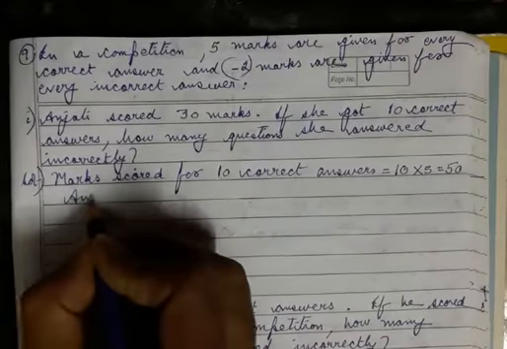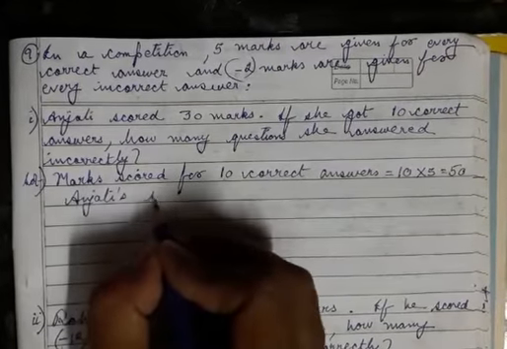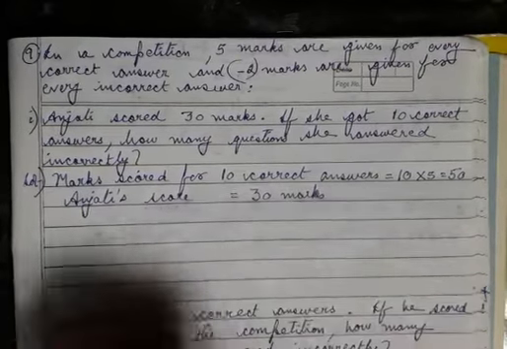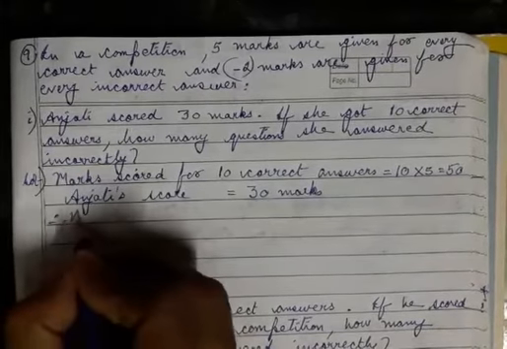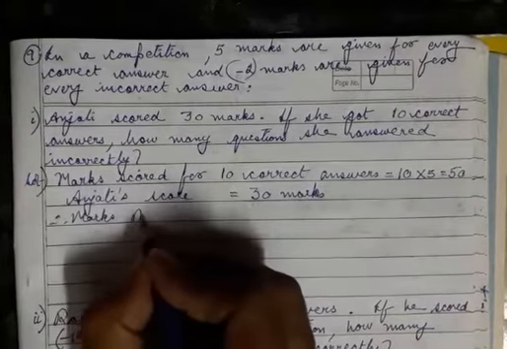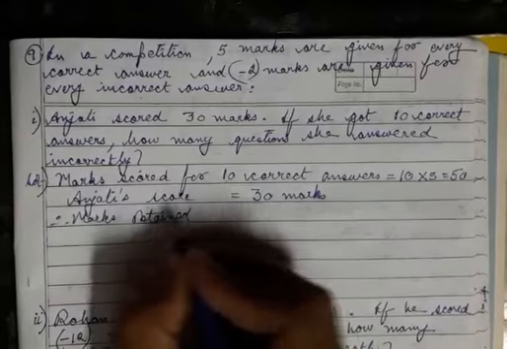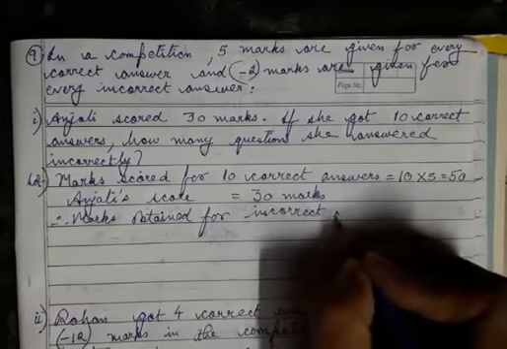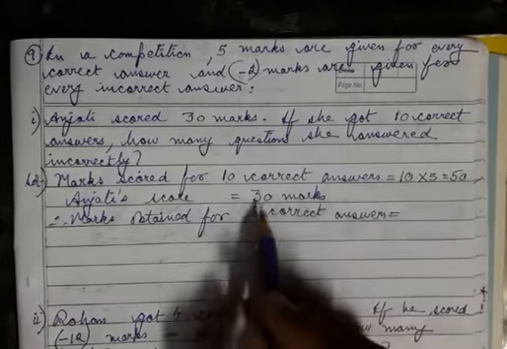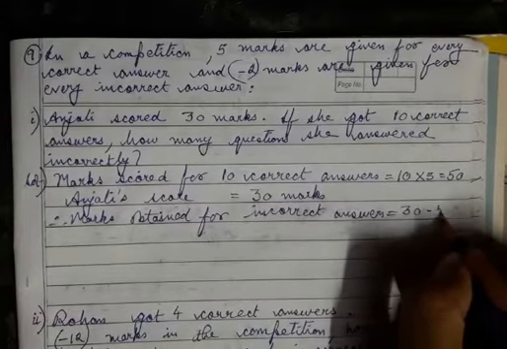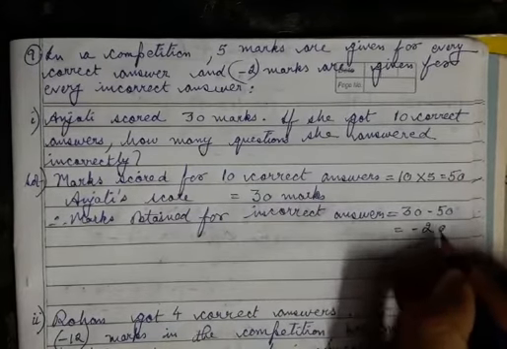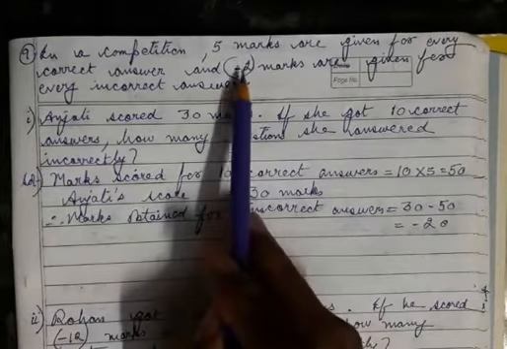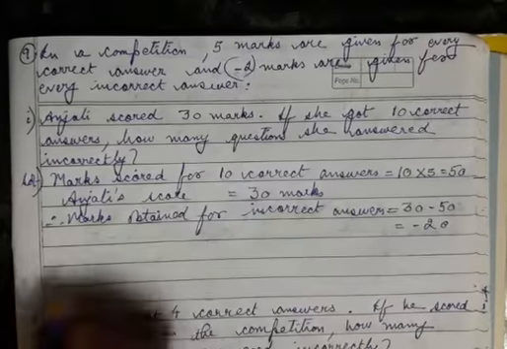Now, what is Anjali's score? Anjali's score is 30 marks. So therefore we can easily find out the marks obtained for incorrect answers, isn't it? She has got total marks 30, so 30 minus 50 we will do, that is equal to minus 20. Now what is the marks given for one incorrect answer? Minus 2.